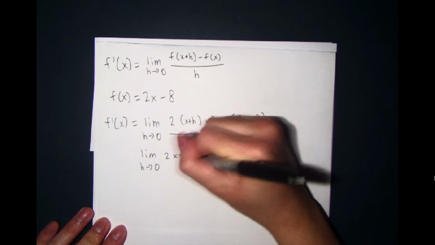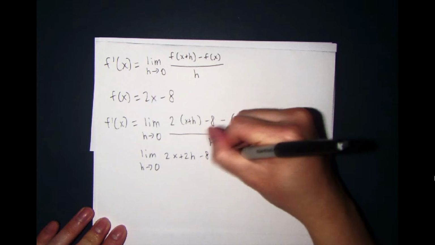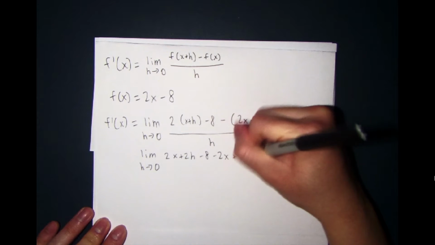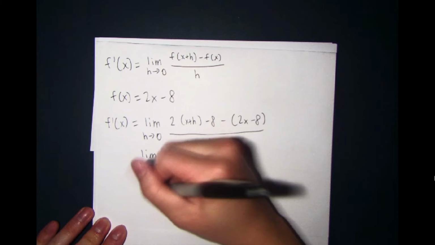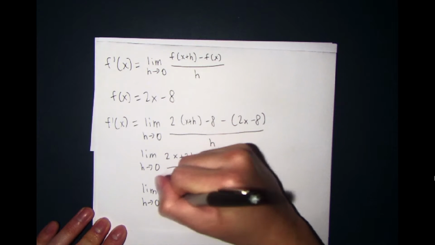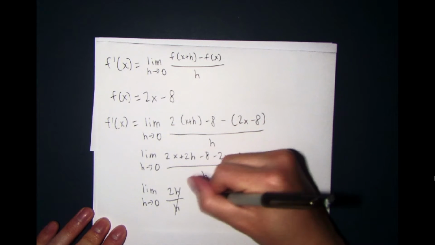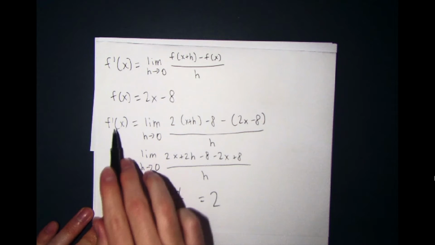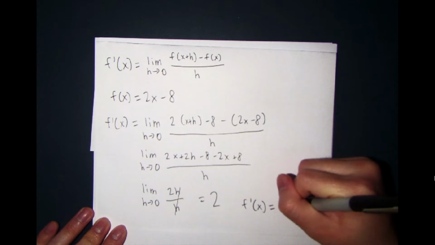So you get 2x plus 2h minus 8. You can distribute the negative sign here: minus 2x plus 8 all over h. Now you can notice that the 2x's actually cancel out, and the negative 8 and the plus 8 also cancel out. So you're left with the limit as h approaches 0 of 2h over h. And here you can see that the h's actually cancel out, so that simply leaves you with a 2. This means that the derivative of this equation, or f prime of x, is simply equal to 2.